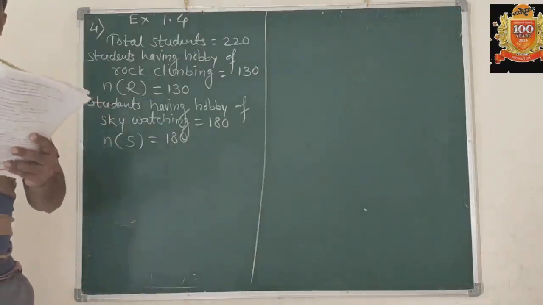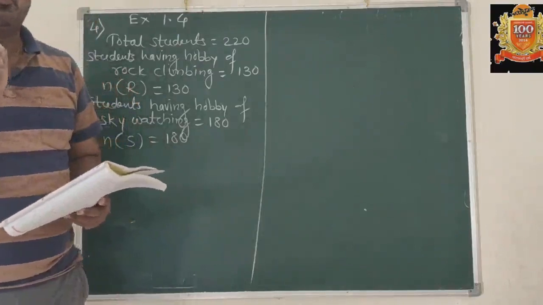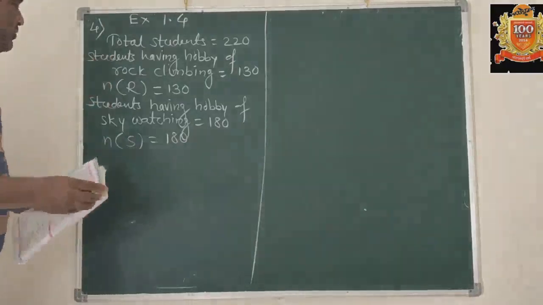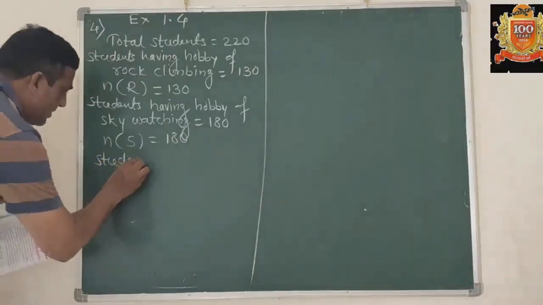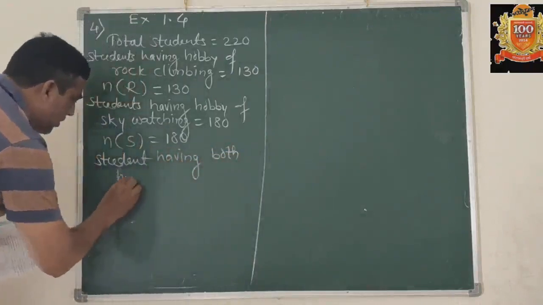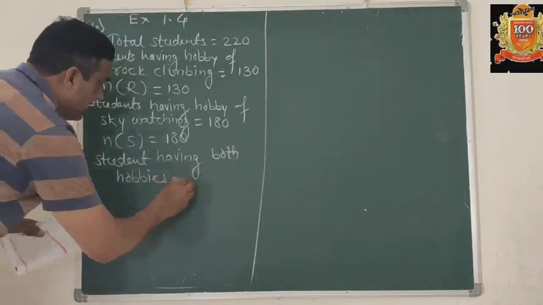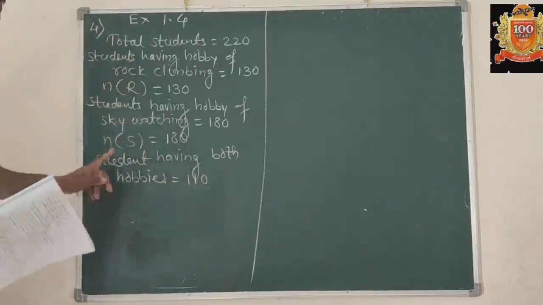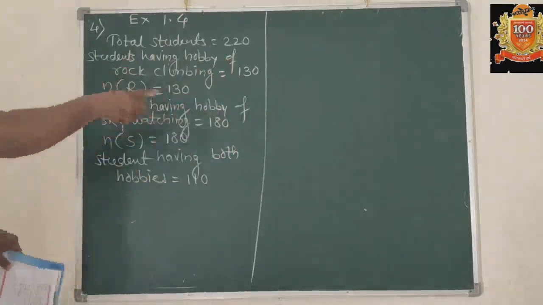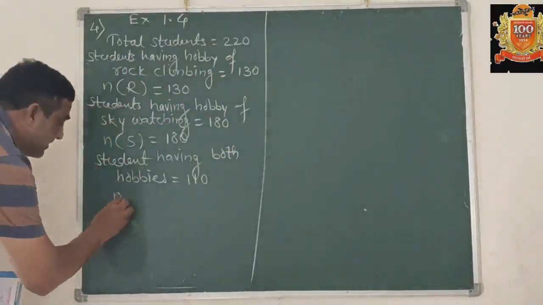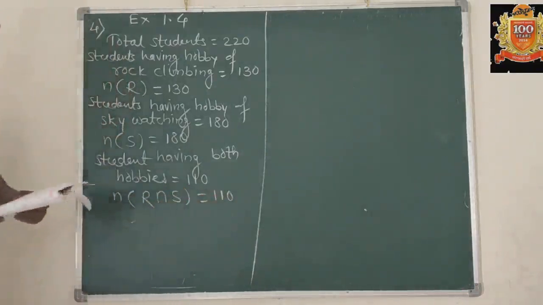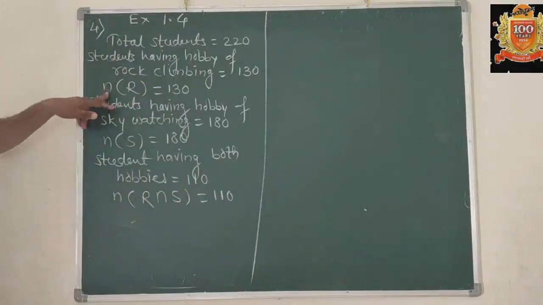There are 110 students who follow both the hobbies. Now here check the word both. The word both gives you an idea about intersection. So students having both hobbies, that is 110. Whenever both, or the word and, rock climbing and sky watching, same meaning, that is intersection. So number of elements in R intersection S, that is 110.